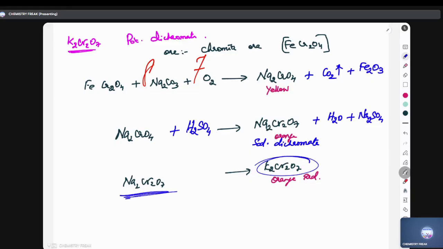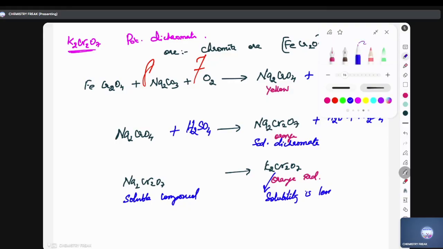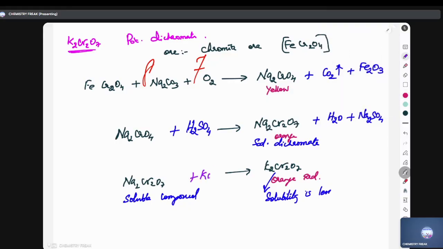Why are we converting it into potassium dichromate? Listen, this sodium dichromate is a soluble compound, it will be in dissolved, liquid state, whereas potassium dichromate is not that much soluble. Its solubility is less. That is why we are converting sodium dichromate into potassium dichromate. The reagent used for this is KCl, and the other product is NaCl. Now you can write this reaction even for the board exam.